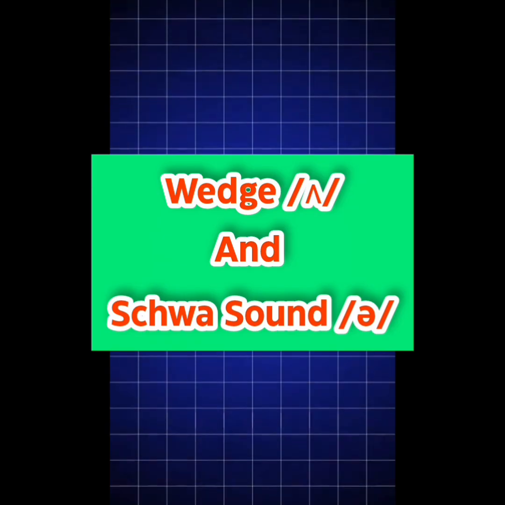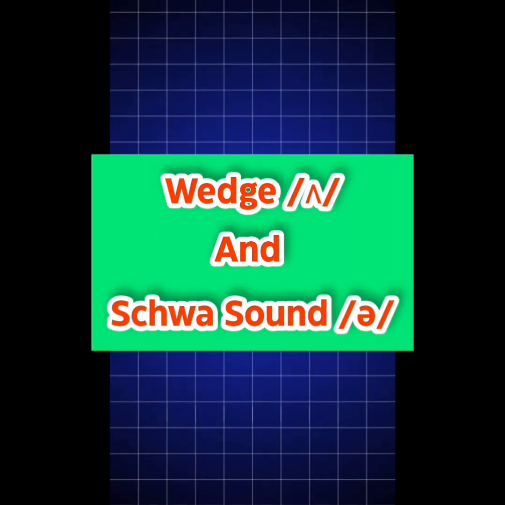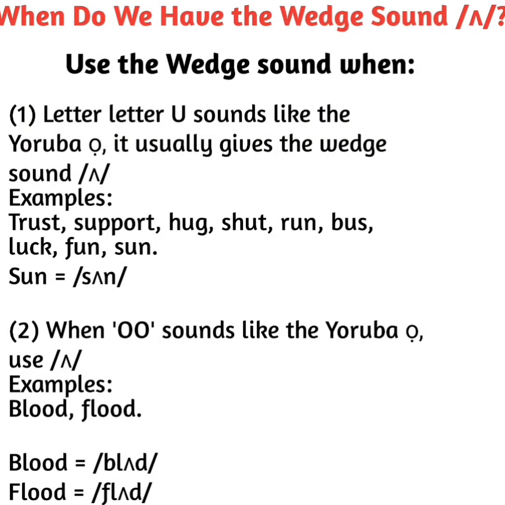Now to the last two vowel sounds, which are the Welsh and schwa sounds. The Welsh is also called the carat sound. When do we have Welsh? I state like 4 or 5 different places in which we use Welsh. But I can say the general rule guiding the use of Welsh is whenever we have a particular sound that initially is supposed to give the U sound, but it gives an O sound instead, you use Welsh. What do I mean?